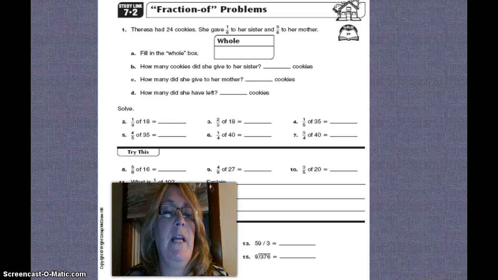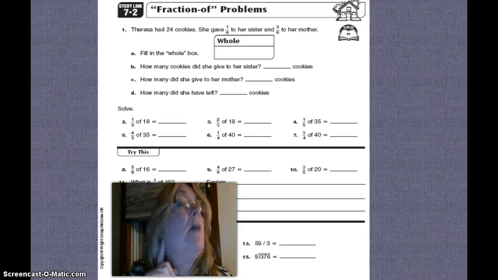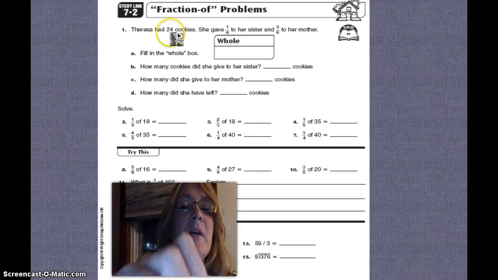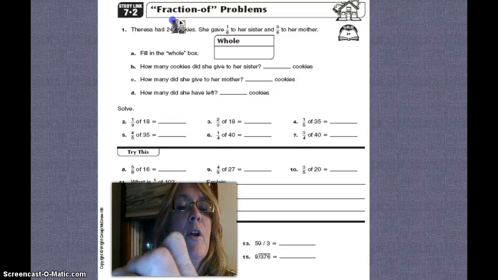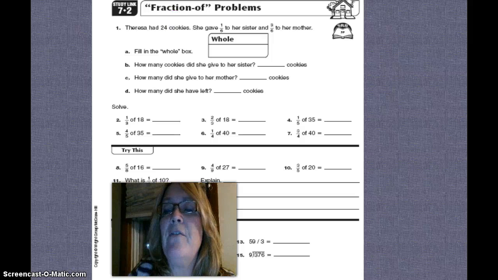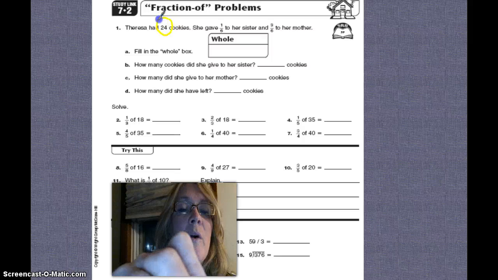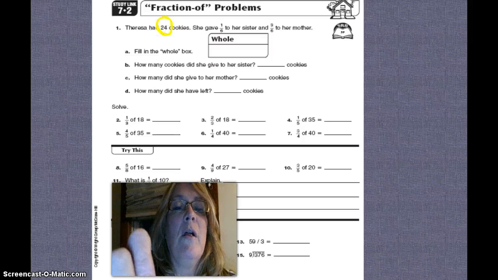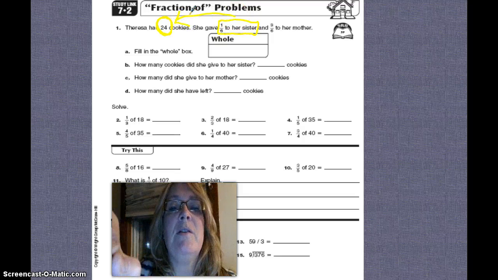For your study length, once you've corrected your math journal pages, go ahead and do your fraction of problem study length. It's showing you, first of all, that you have to find your whole. In doing that, it always will give you the number for the whole. How many cookies did she give to her sister? Make sure you're reading accurately. 1/6 of the 24 is going to the sister.